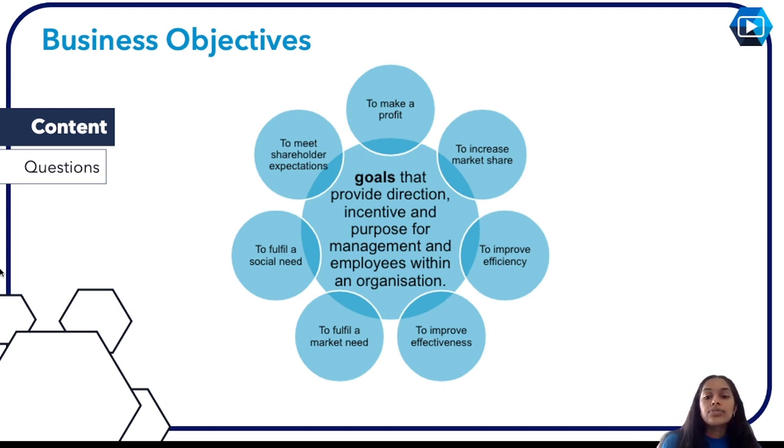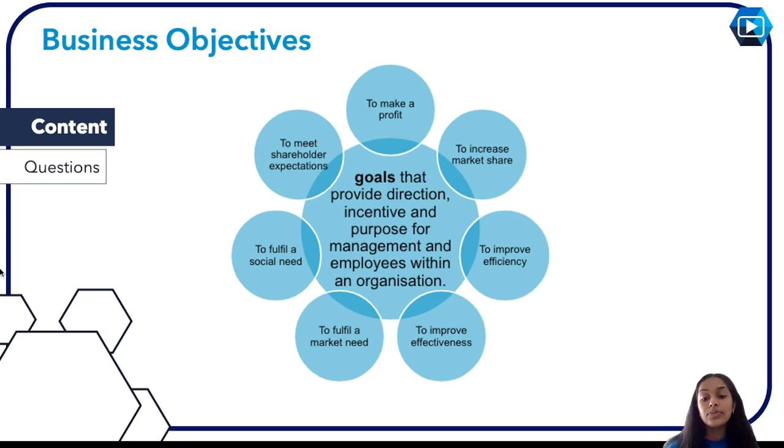The third one is to improve efficiency. Efficiency, I like to think of as very similar to productivity. It's how well the business uses its resources to achieve its objectives. Essentially, how well is it using its inputs? How is it creating its outputs? Things like that. But you'll look at the concept of efficiency and effectiveness in Unit 3, Area of Study 3. So those concepts will definitely be a lot clearer to you by the end of that area of study.